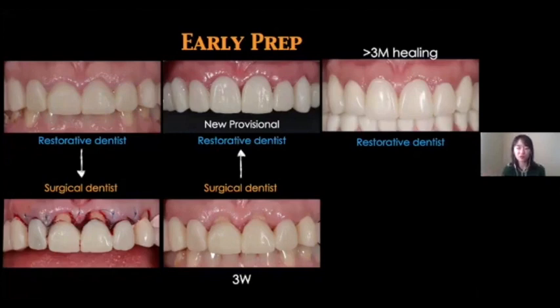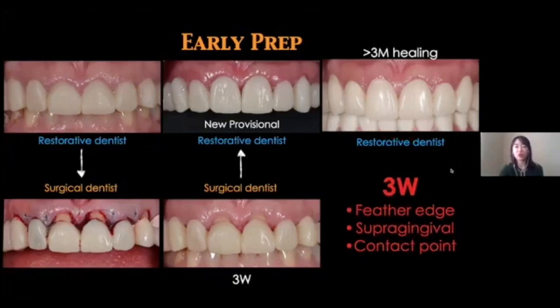And during this healing process, you don't touch the margin too much. The only thing you can change and reshape is the contact point. You can bring the contact point a little bit lower or a little bit higher, just reshape the interproximal a little bit more. So this is the 3-week early prep procedure, which means you prep the new provisional at 3 weeks with a feather edge, supragingival, and only modify the contact point during the healing process. Because once you do a subgingival margin, you will interrupt the healing.